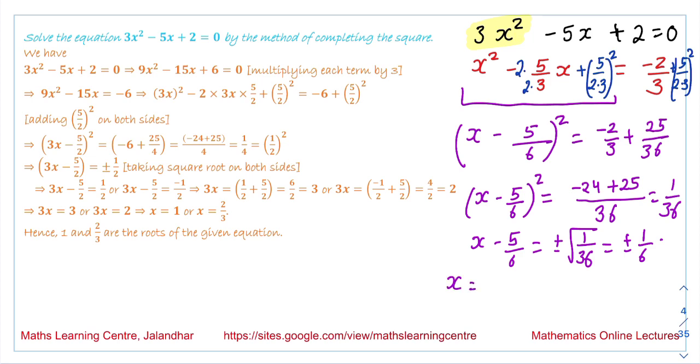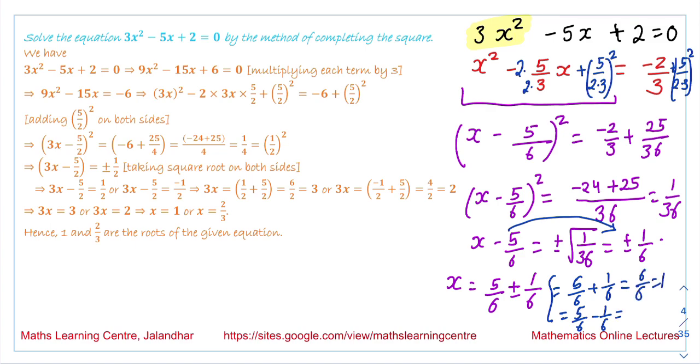So the value of x we have is 5/6 ± 1/6. This 5/6 we are shifting to this side. So the answer we get is 5/6 + 1/6 and 5/6 - 1/6. From the first part the answer we will get is 6/6, which is equal to 1. From the second part we will get 4/6, that is equal to 2/3. So we are saying we have two values of x. One is 1, second is 2/3, and these are basically the roots of this equation.